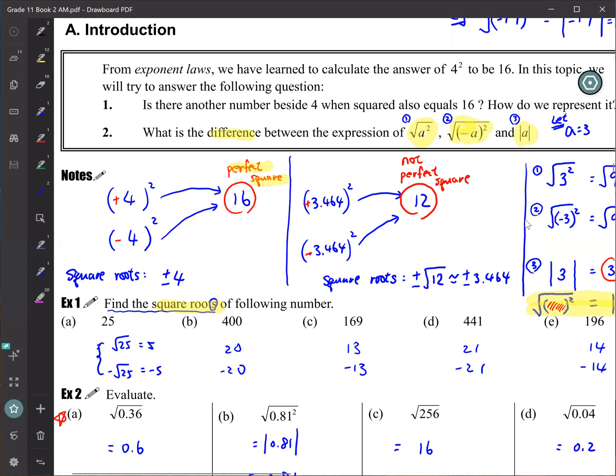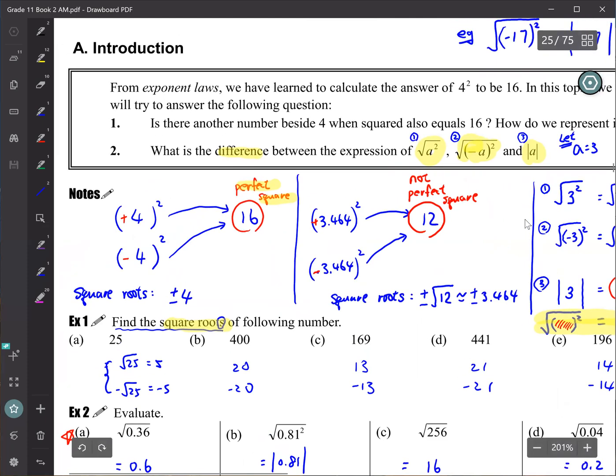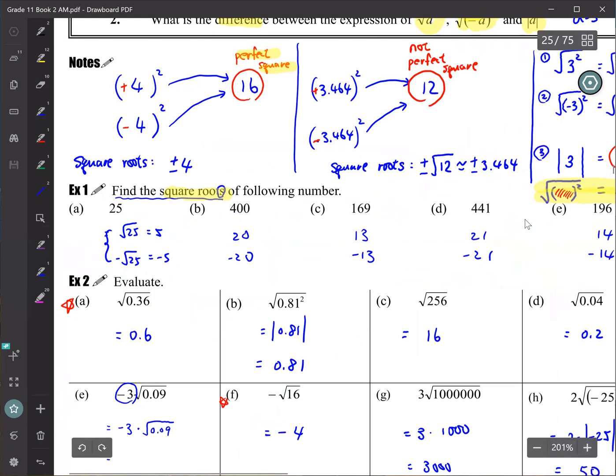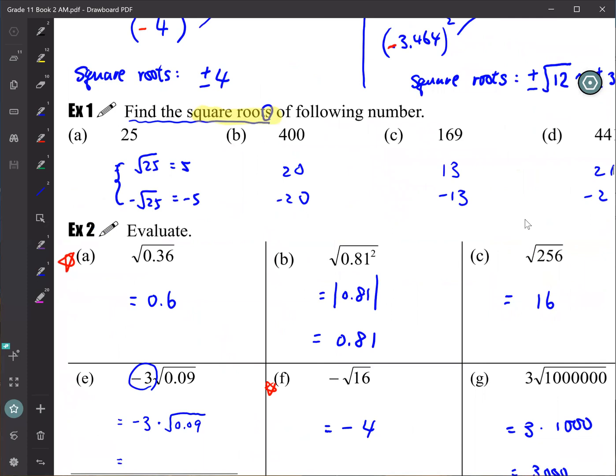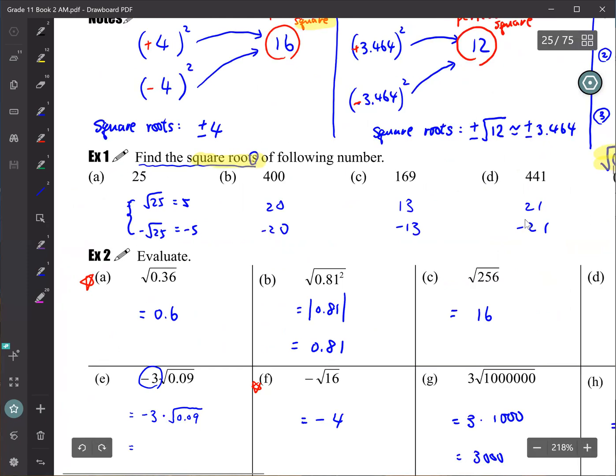Even with decimals, you could also have a perfect square. For example, 0.04, or 0.81, or 0.36. 0.36 is also a perfect square, like question A there. It doesn't have to be a whole number. It could be a decimal too.